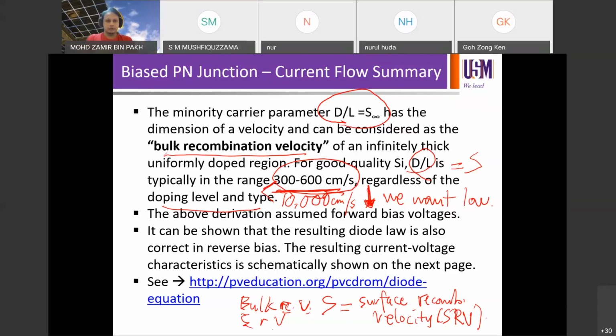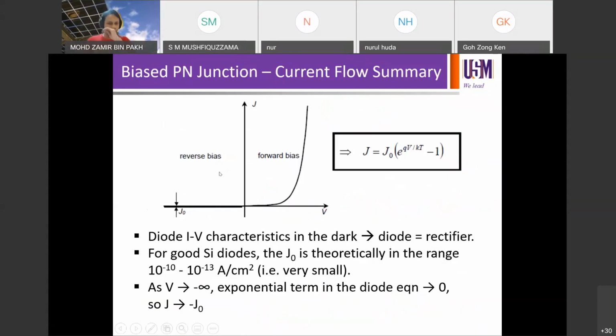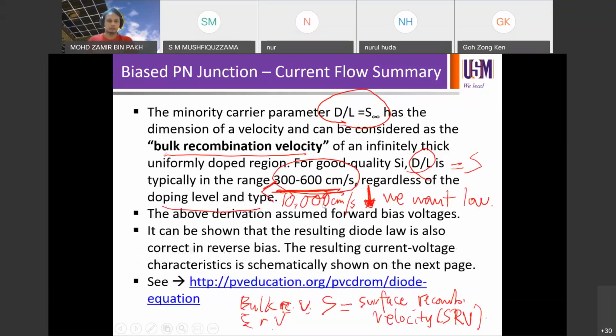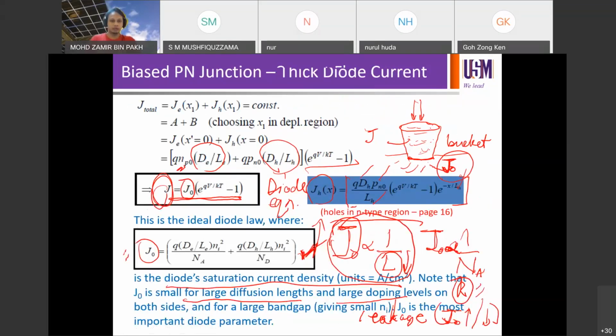Okay, it can be shown that the resulting diode law is also correct in reverse bias. So let's see the diode law now. The equation, right? So you learned about this in electronics last time. What you learn is just this equation, but what we learn in this course is beyond that, right? So you can even see this relationship from the diode equation, for example.